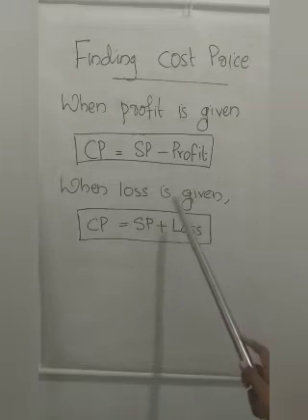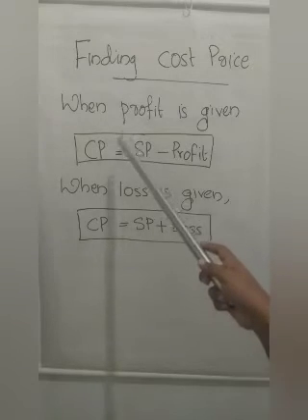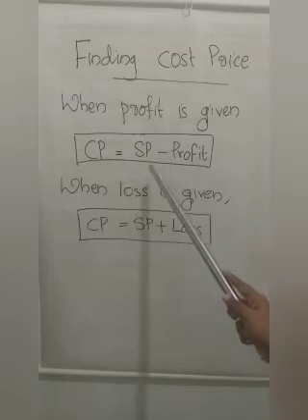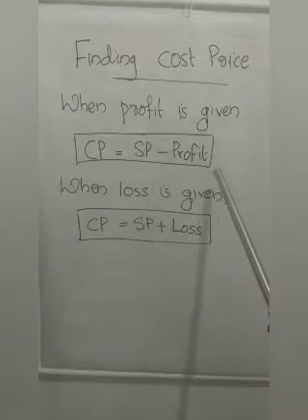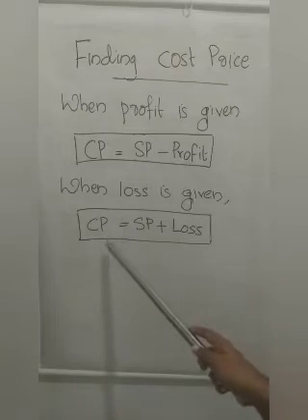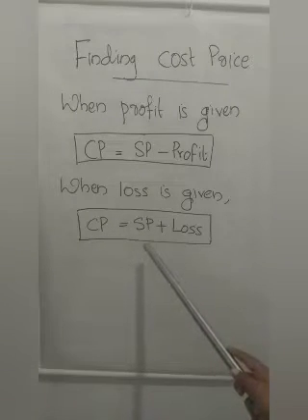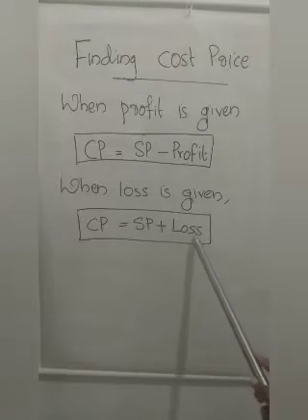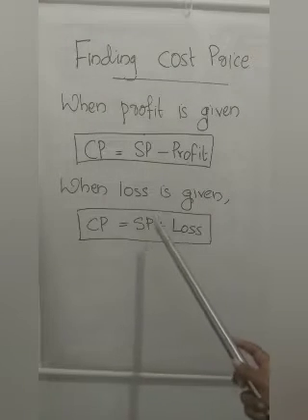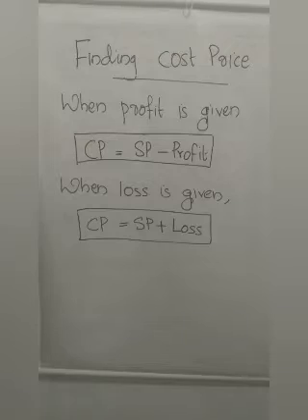So how are we finding the cost price? When profit is given, cost price is equal to selling price minus profit. And when loss is given, cost price is equal to selling price plus loss. Now we can apply this concept in the following examples.